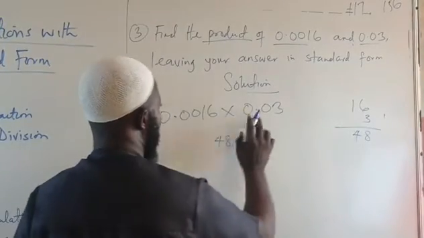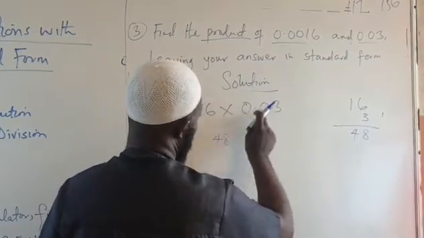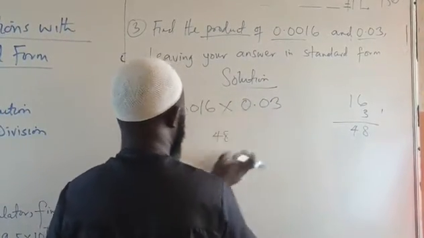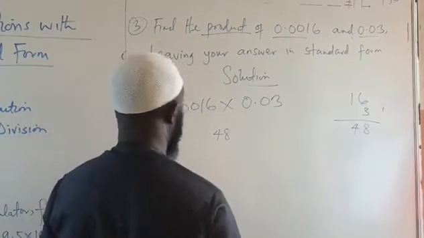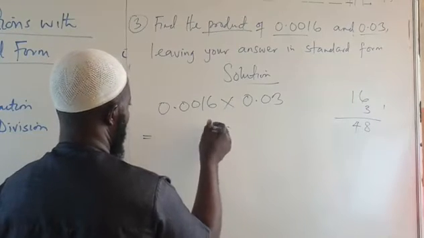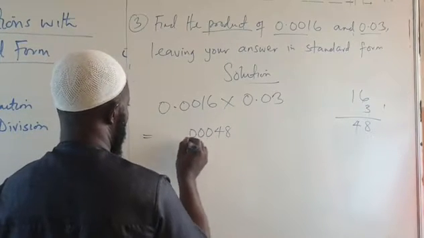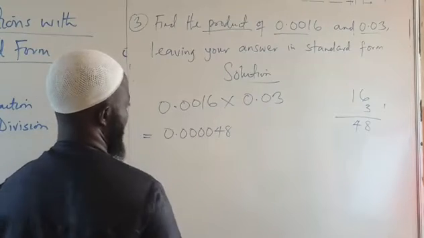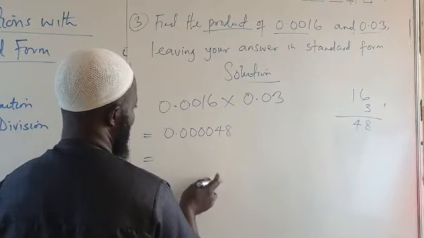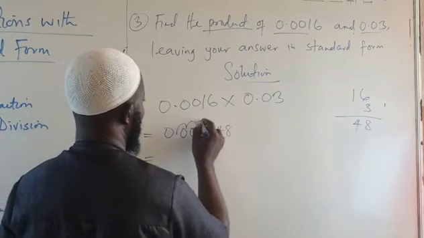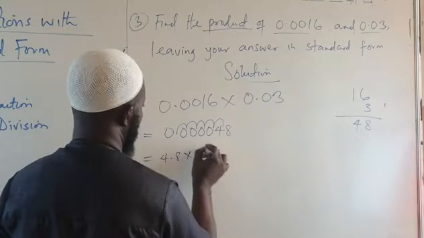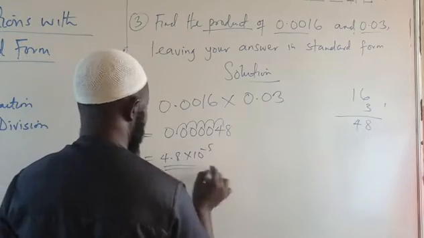Now you check. This one is 2 decimal places. This is 4 decimal places, which means you're going to have 6. So we count this one as 1, 2, 3, 4, 5, 6, 0. Right? So we then convert this one to standard form to give us 1, 2, 3, 4, 5. Now we have 4.8 times 10 raised to the power minus 5. That gives us the answer.